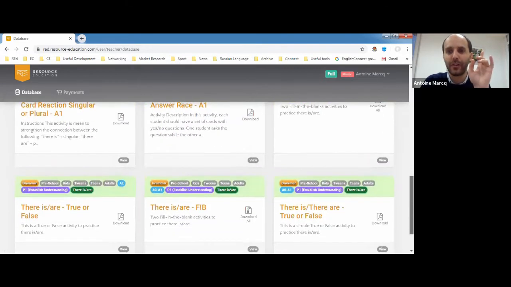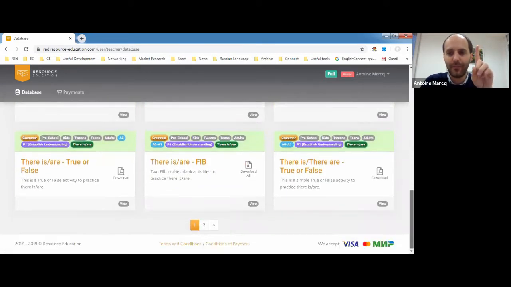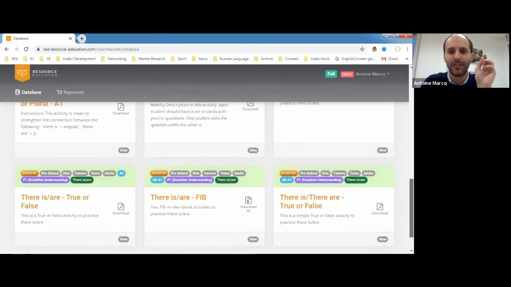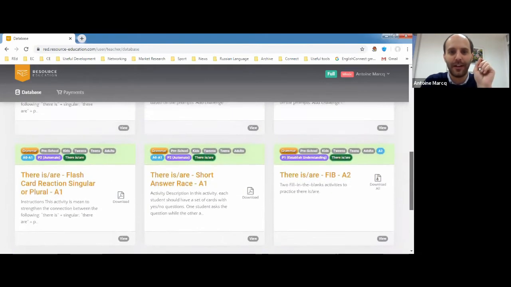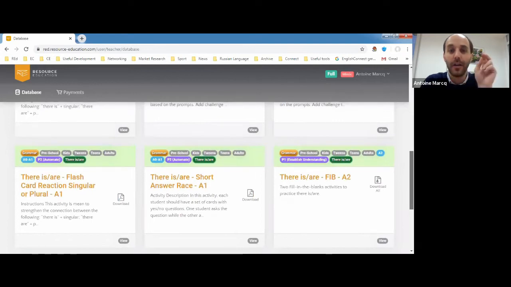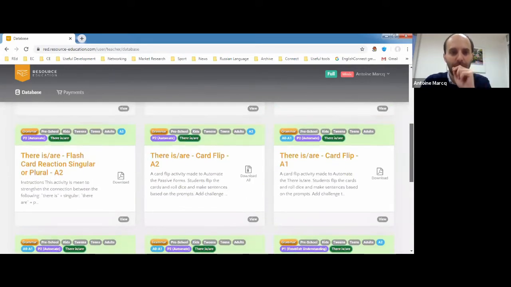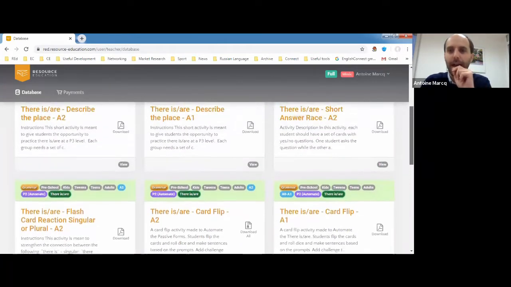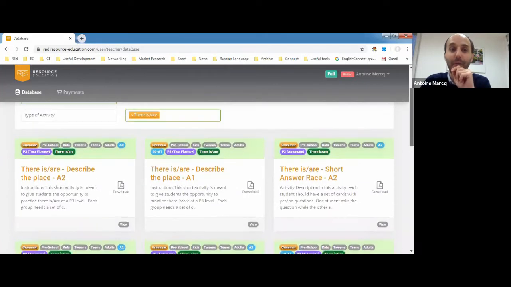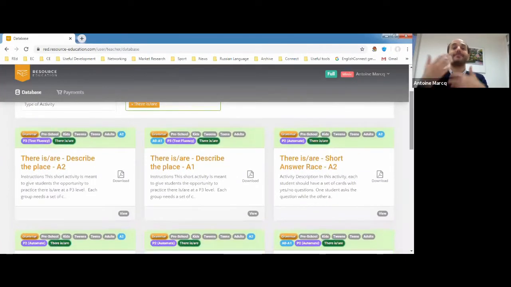So we've covered P1s. You have 2 to 3 different P1s, depending on the level for there are. Same thing, you have 3 different kinds of P2s for there is, there are for both levels. And now after automating, we want to get our students to speak or write, actually. We want to test their fluency.